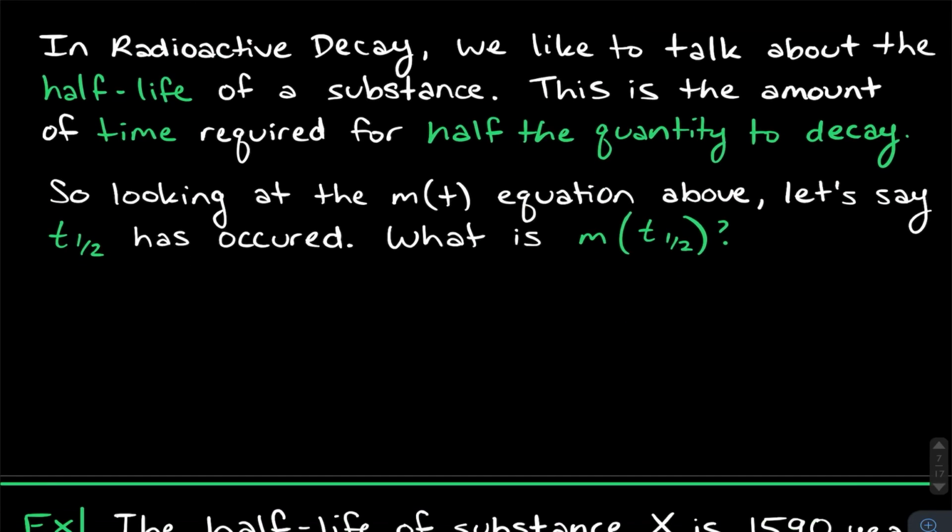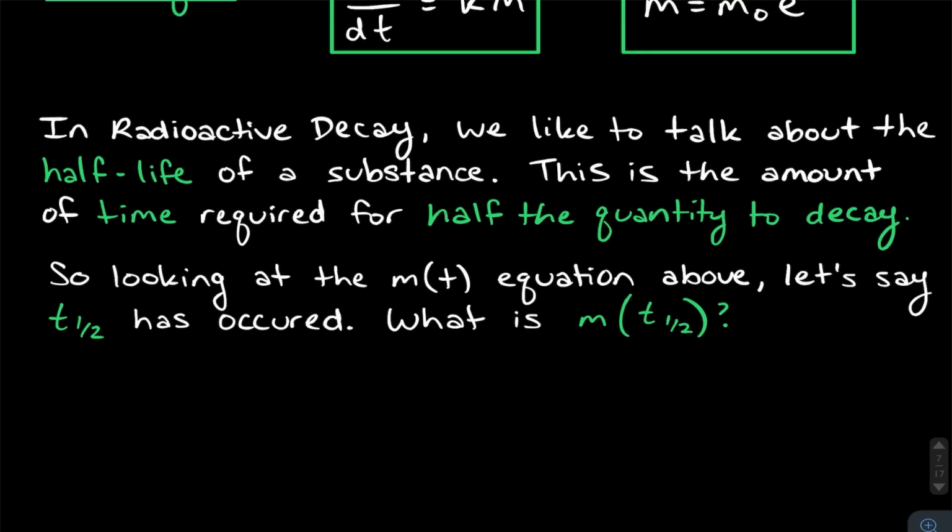So in radioactive decay, we like to talk about the half-life of a substance, right? We talk a lot about half-lives, and so we need to get comfortable with what's new with that addition. What changes now that we have half-lives, whereas with population growth, we didn't talk about that at all. So the half-life is the amount of time required for half of the quantity to decay. So after one half-life, you have half of the mass that you originally did, right?